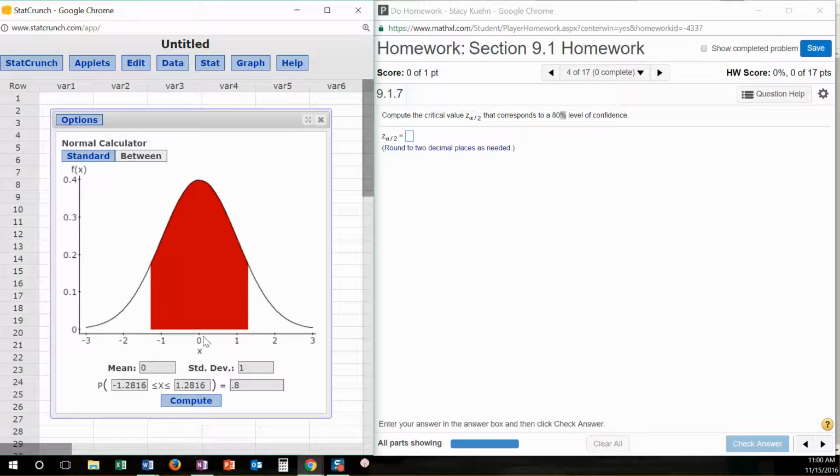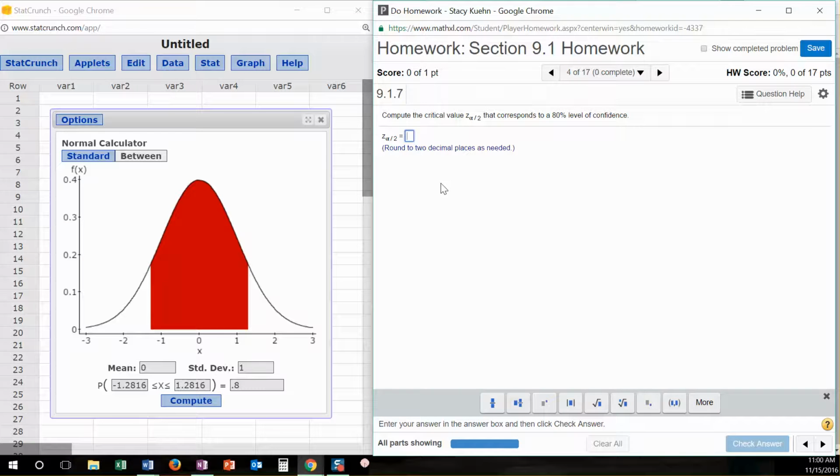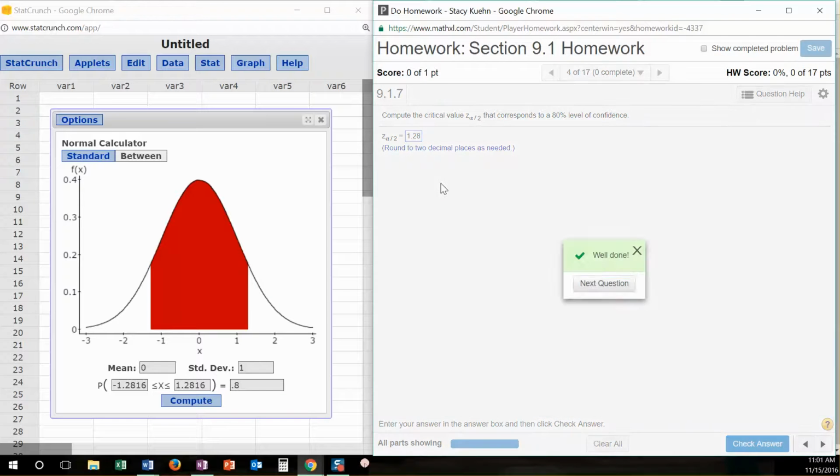We're just being asked for one of these, so the distance between 0 and this critical value to the right of 0 is going to be 1.28, and the distance between 0 and -1.28, or the critical value here on the left, is still 1.28. So the value that they're asking me for, the critical value that is associated with this, would then be 1.28 if we round it to 2 decimal places.